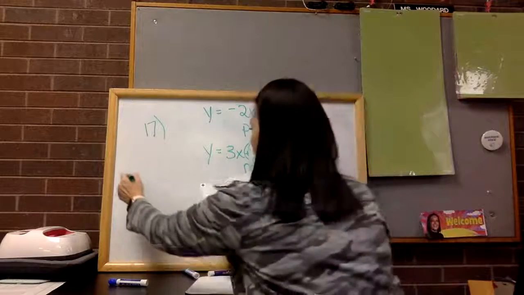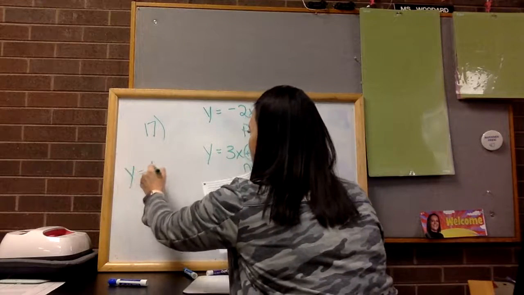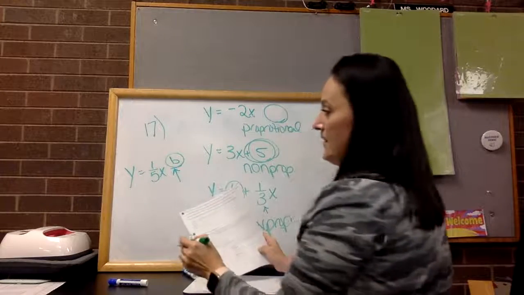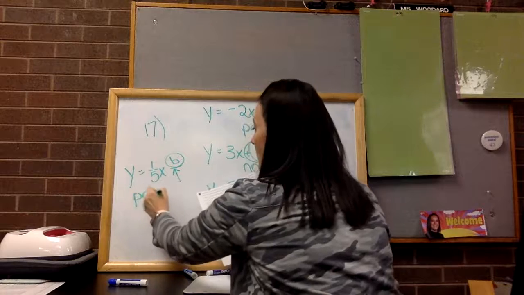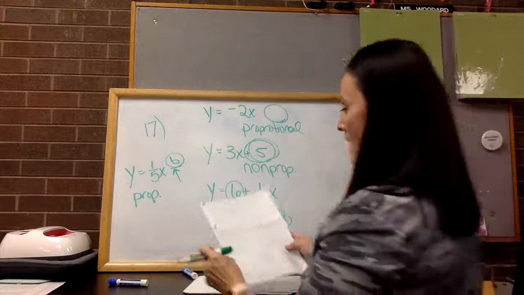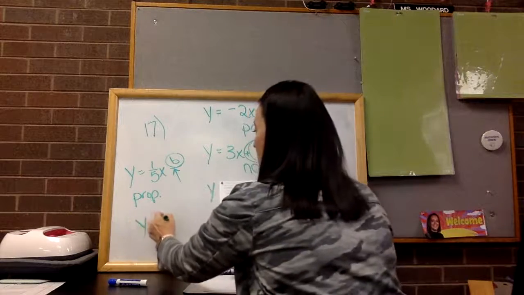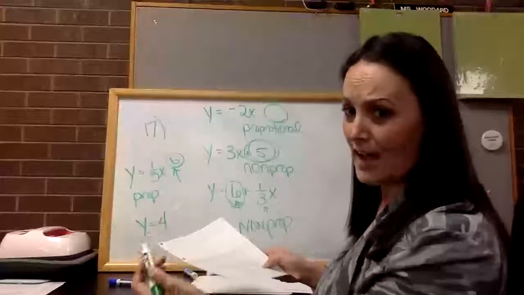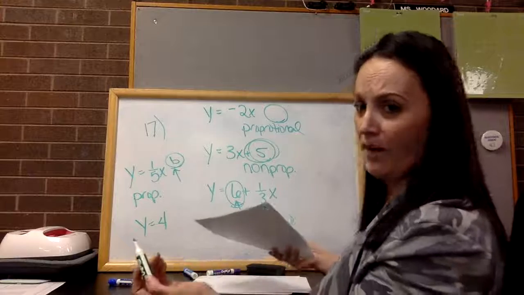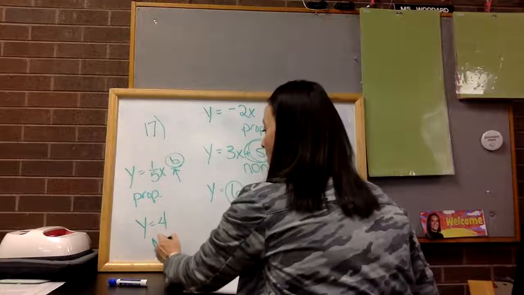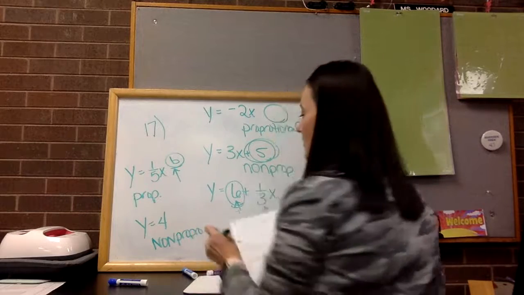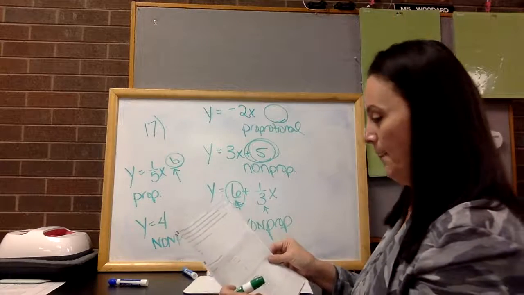Okay, I'm going to come over here to do these next two. Y equals 1/5 x. Since there is no b here, that b is 0. This one's going to be proportional. So that one's proportional. And then our last one is y equals 4. This is flat out where it crosses the y-axis at. It crosses the y-axis at 4. Since it has a y-intercept, this one's going to be non-proportional. So there's non-proportional for that one.